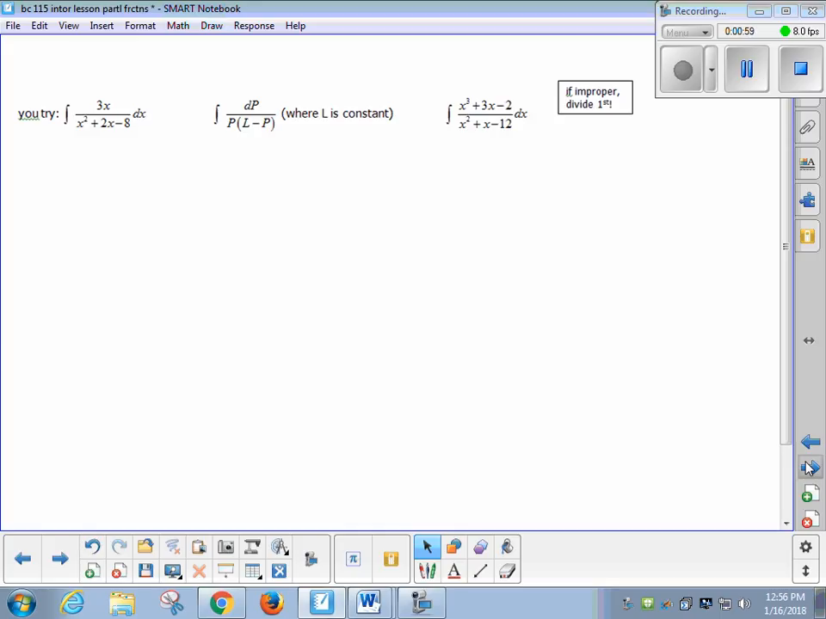You could do that by completing the square and inverse trig, but today you're going to do that by partial fraction decomposition. Next homework will give you both ways.